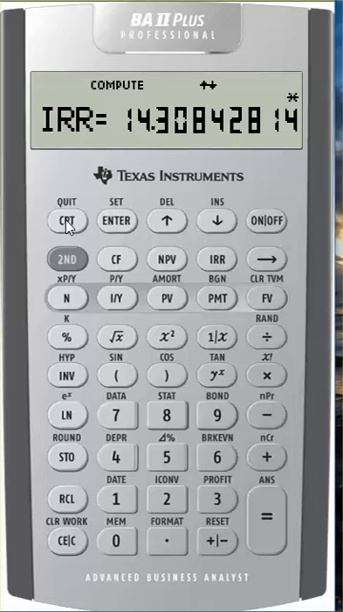So hopefully this gives you an overview of how to utilize our analyst in capital budgeting problems, coming up with the net present value and the internal rate of return.